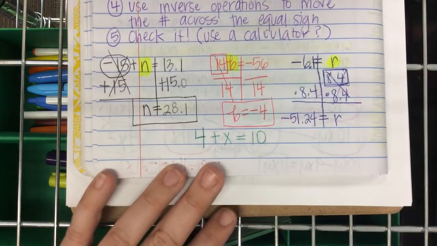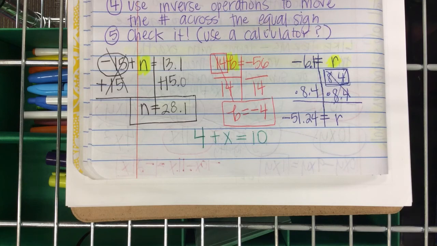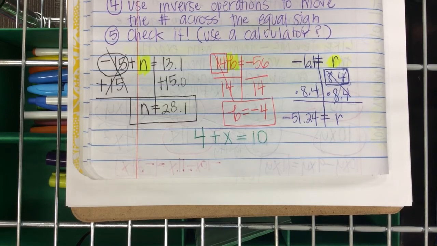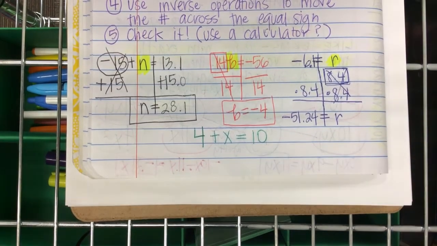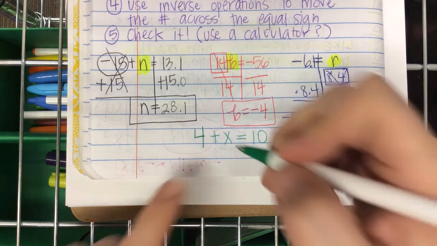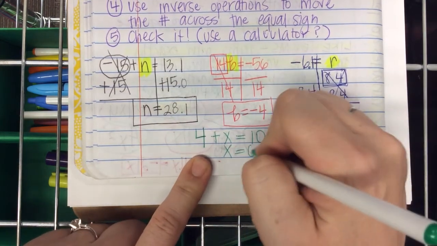What if you had this problem? 4 plus x equals 10. Is this one that you should show all of these steps, or is this common sense? This one's common sense, right? 4 plus what equals 10? 6.